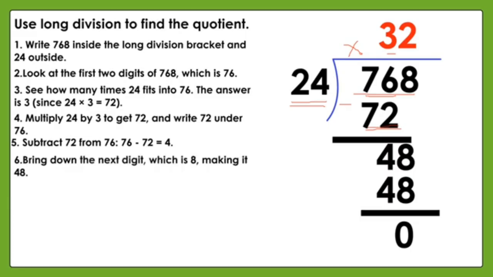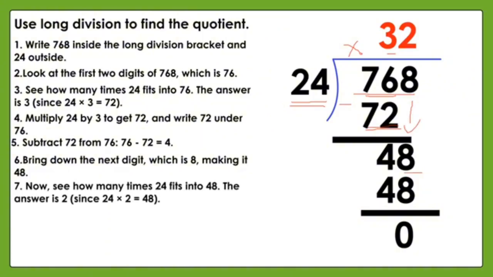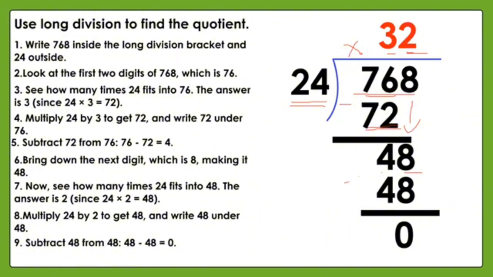Sixth, bring down the next digit, which is 8, making it 48. Seventh, now see how many times 24 fits into 48. So the answer is 2. And then 24 times 2 is equal to 48. And then subtract 48 minus 48. The answer is 0. Therefore, 768 divided by 24 is equal to 32.